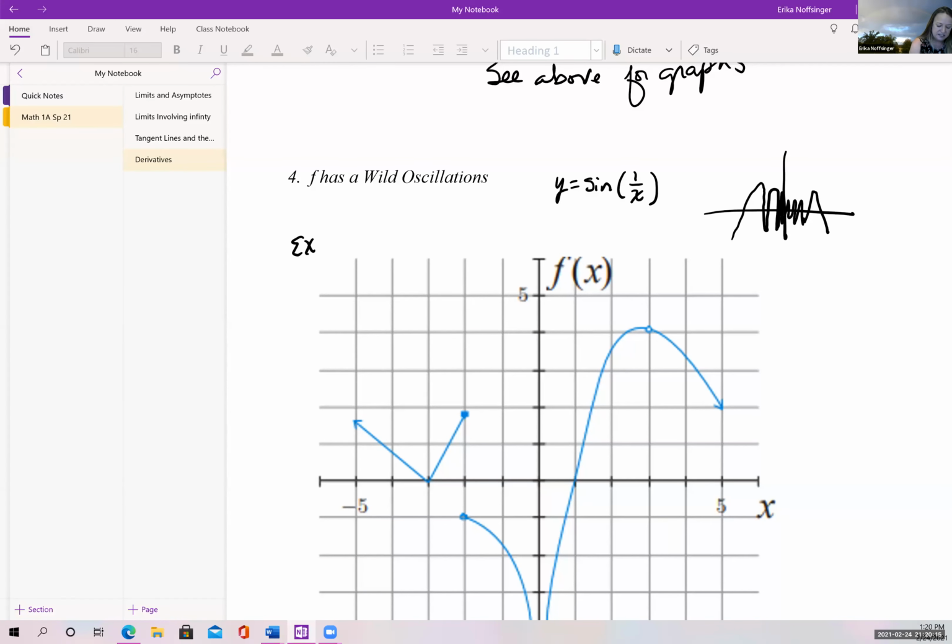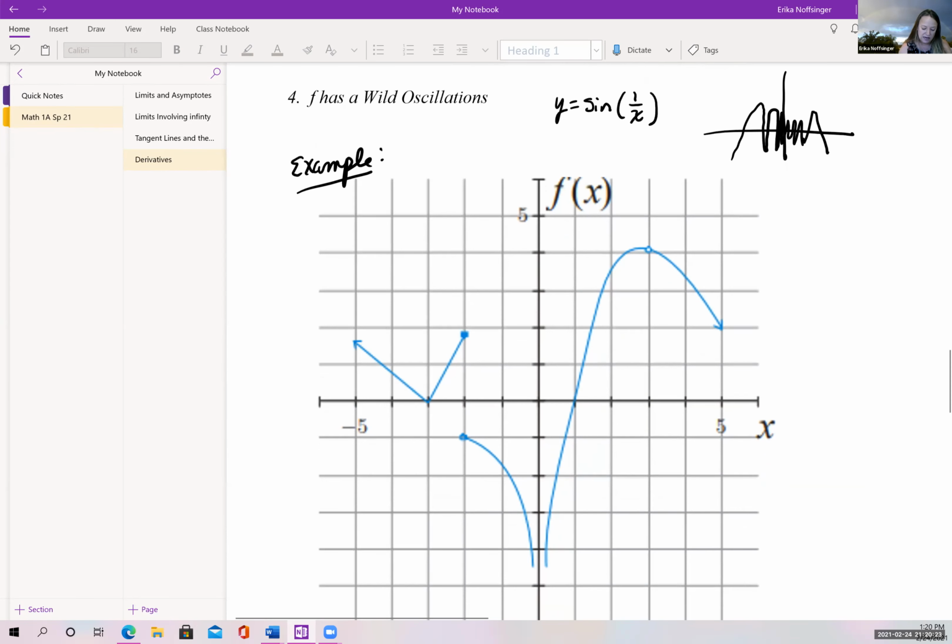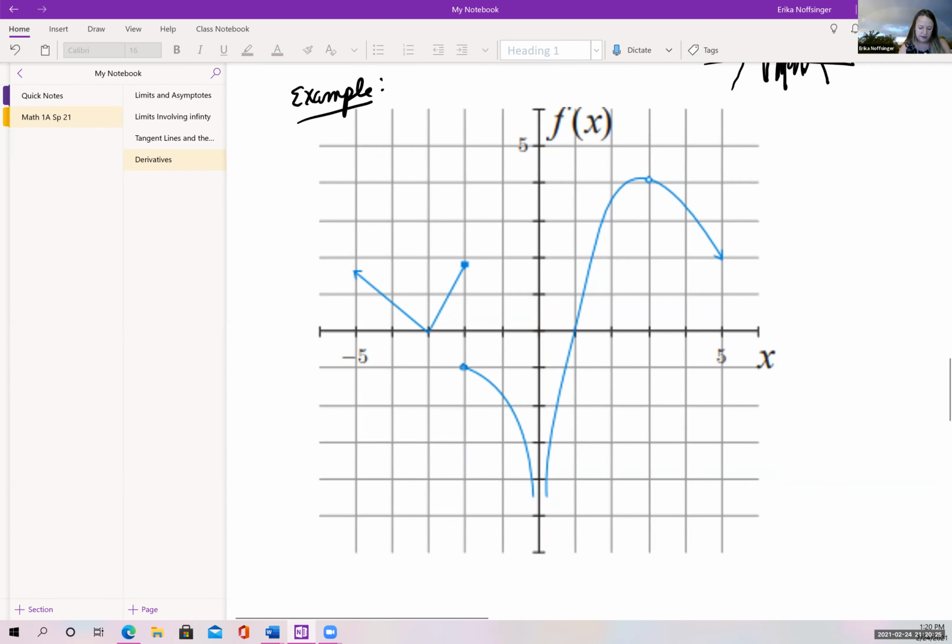Okay, so given a graph, you should be able to look at it and tell where the derivative exists and where it doesn't exist. So looking at the following graph, determine the x values where the derivative does not exist. I'm going to let you think about that for a minute and then we'll come back and talk about it. Pause the recording.